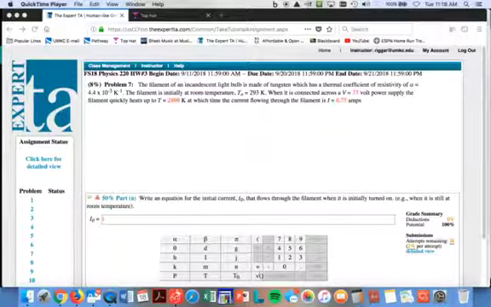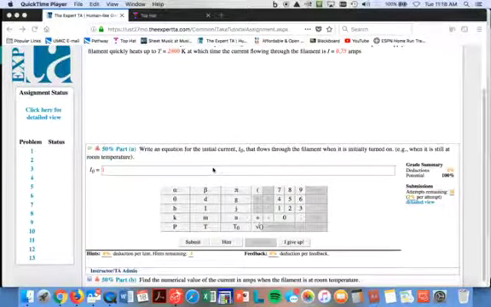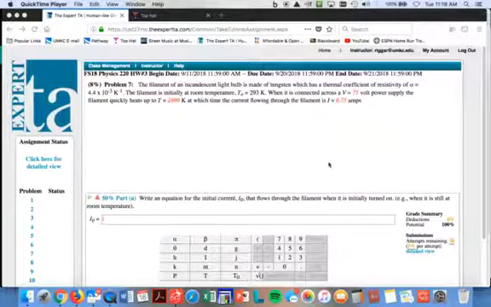So this is what we're talking about. We've got the filament of an incandescent lamp. And we'll get the formula, write an equation for the initial current that flows through the filament when it is initially turned on. In other words, when it's still at room temperature, which we're going to assume T naught is equal to 293 kelvins, and it's going to heat up to almost 10 times that, to 2800.